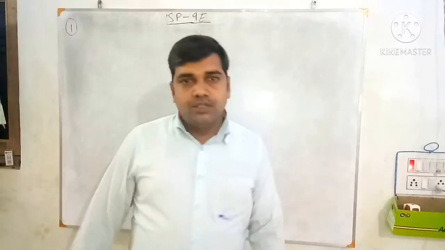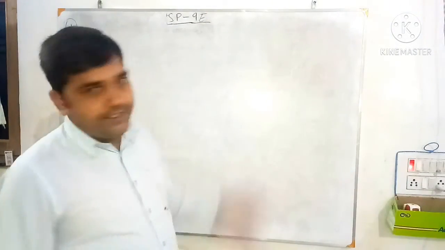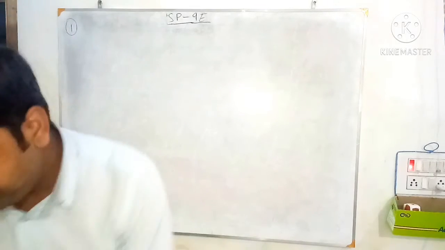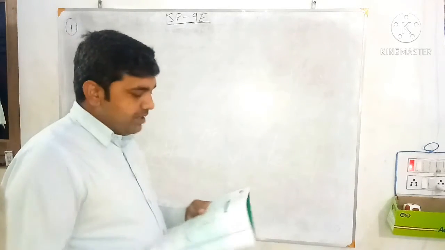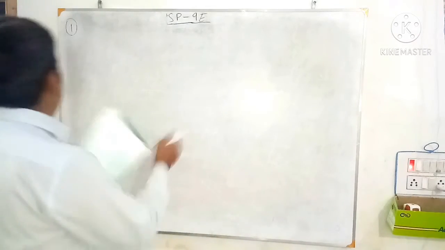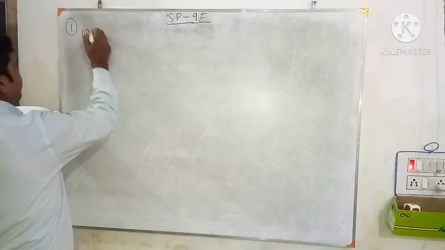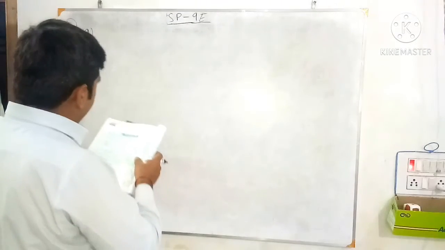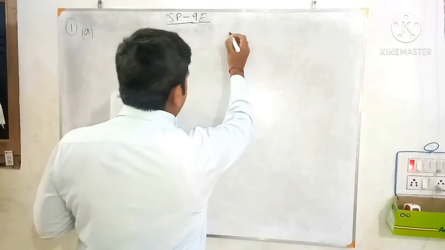Hello students, so today we will continue self practice 9e. Now see, we have to find the measure of each unknown angle and also we have to give the reasons. Now see the figure of 1a. In this, two parallel lines are there.